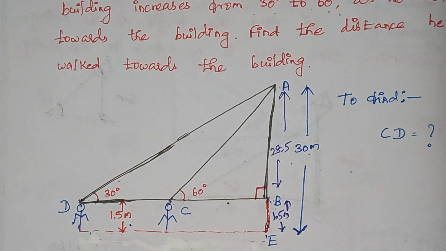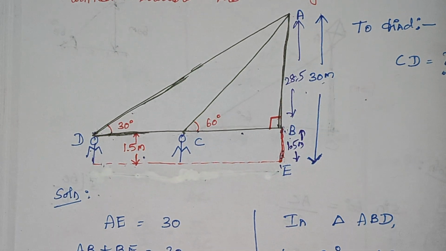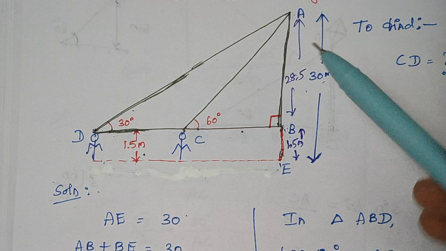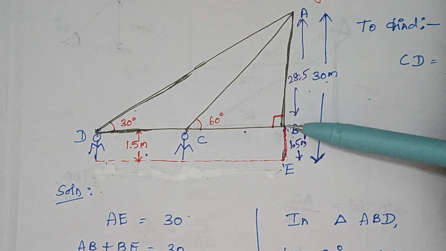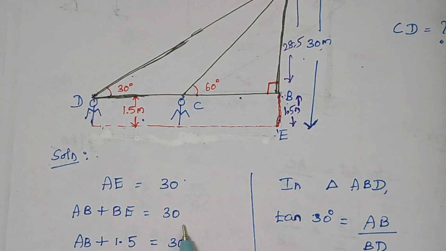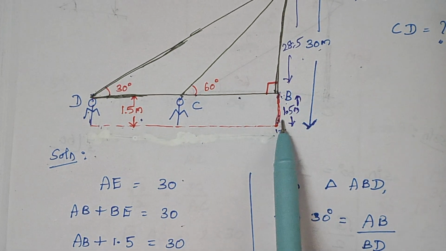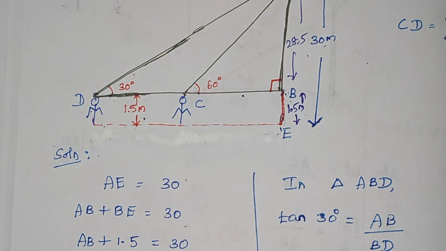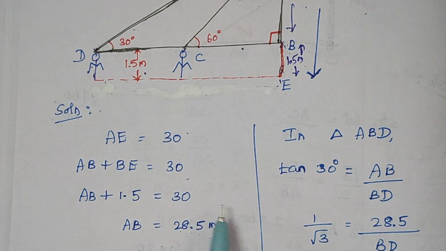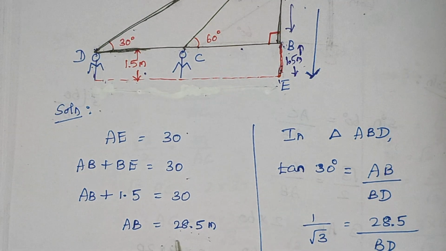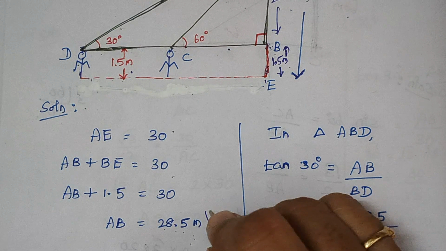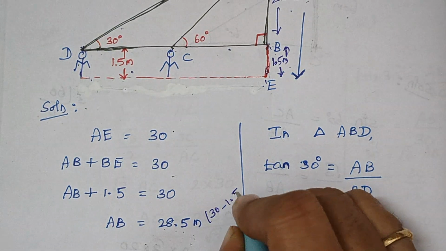The same thing you see I had written here. The length is AE. So AE is 30 and this AE can be written as AB plus BE. So AB plus BE is 30. What is the value of BE? It is 1.5. So just substitute here, and the value of AB is 30 minus 1.5, which gives you 28.5. So this 28.5 is nothing but 30 minus 1.5.